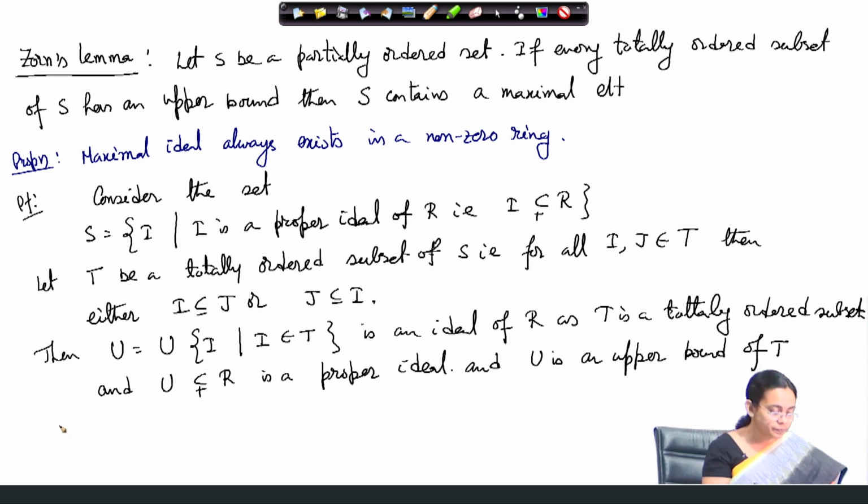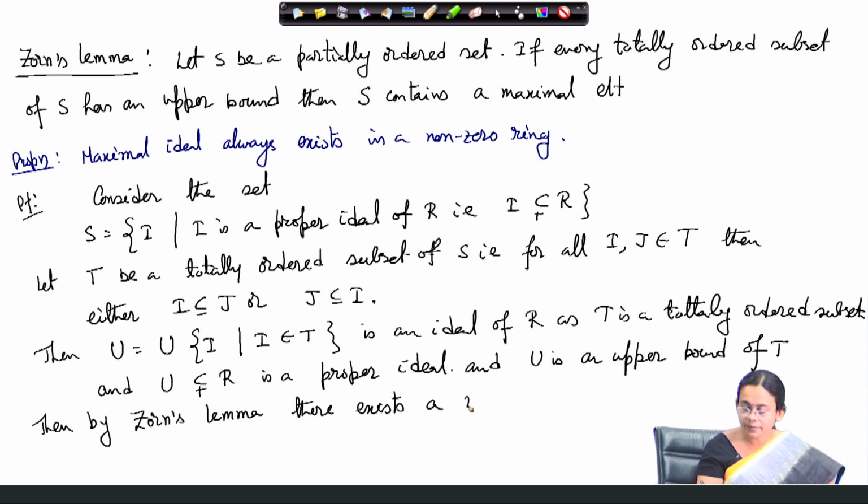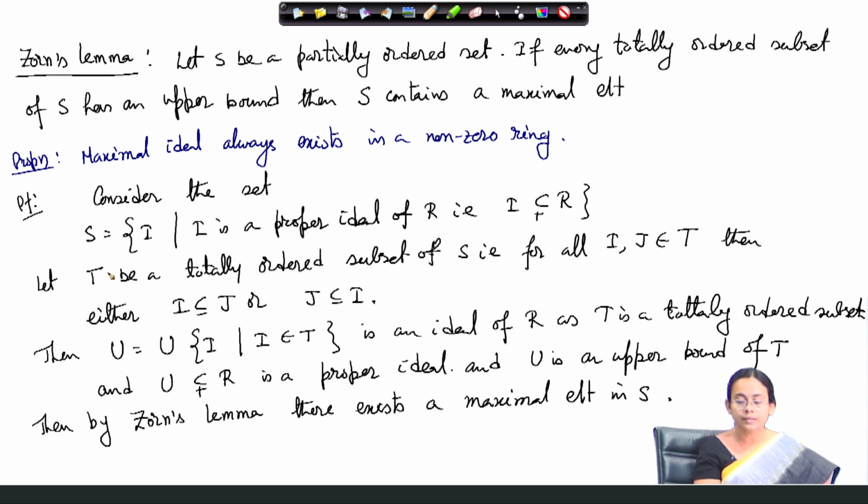So, by Zorn's lemma, there exists a maximal element in S, and that is nothing but the maximal ideal, because S is the collection of proper ideals. So, this maximal element gives you the maximal ideal. By this we are able to prove that a maximal ideal always exists in a non-zero ring. I have assumed it is non-zero because then the multiplicative identity is not the same as the additive identity.